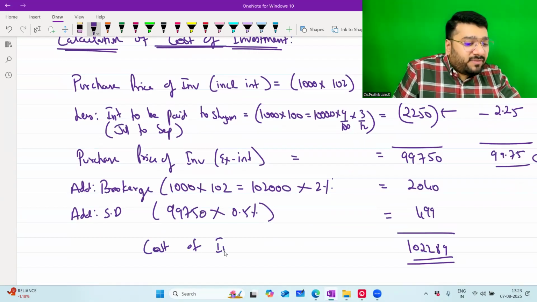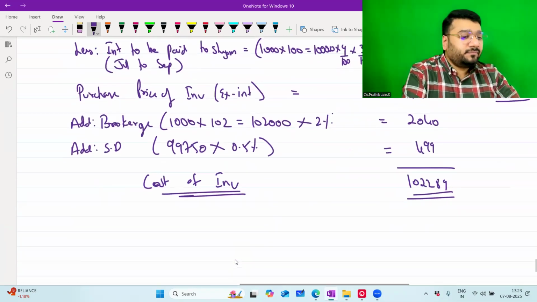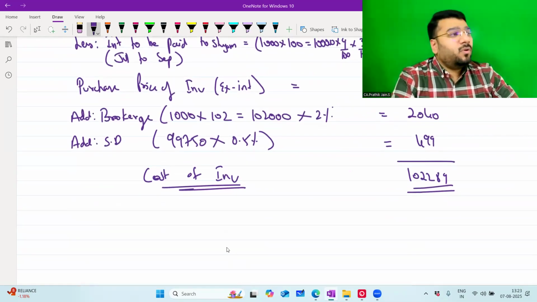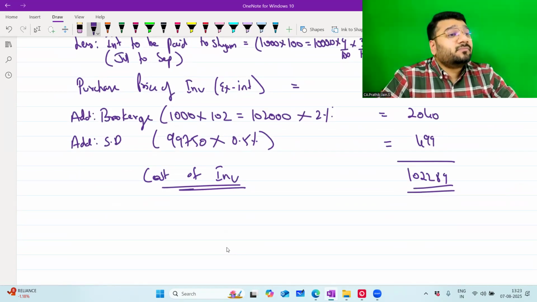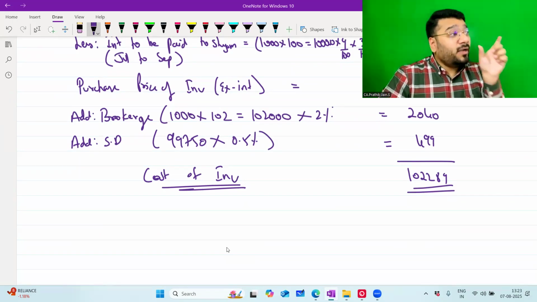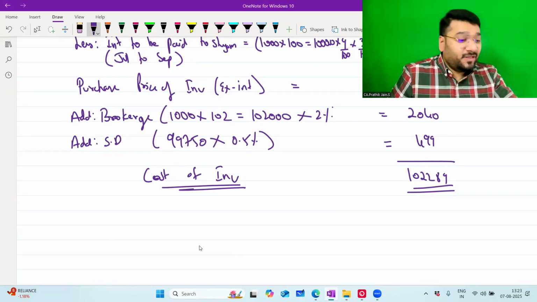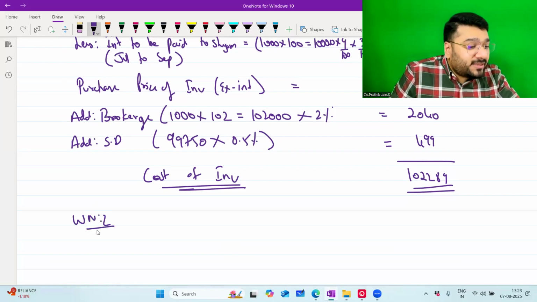Cost of investment. Next, what calculation? Interest calculation. What interest calculation? To be received. Next 3 months. Which 3 months? Total 6 months or 3 months? Total 6 months. 3 months to be received. So we want the interest that we're going to receive from the company. So working note number 2, calculation of interest to be received.